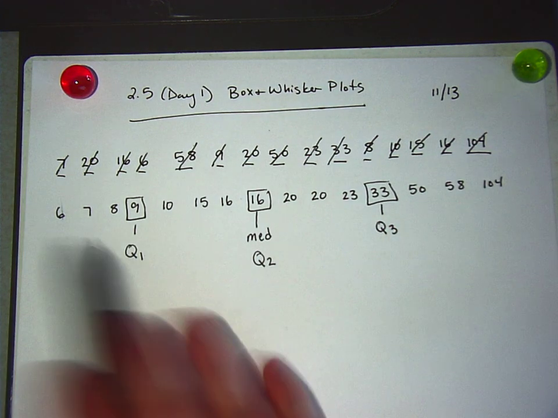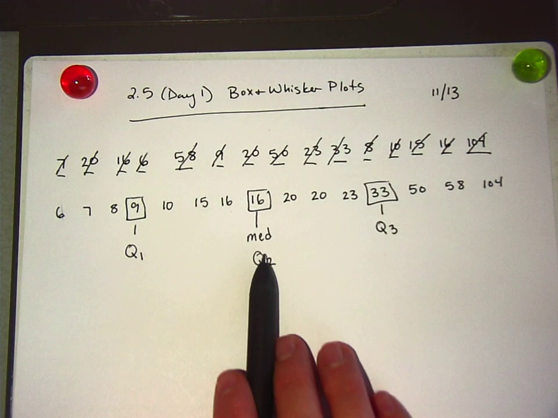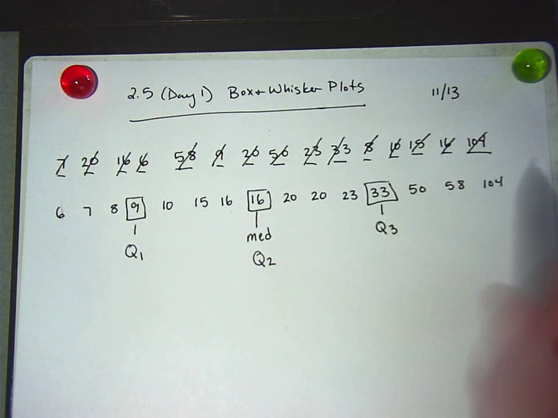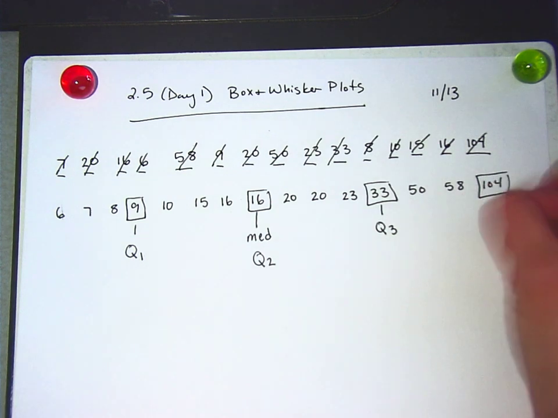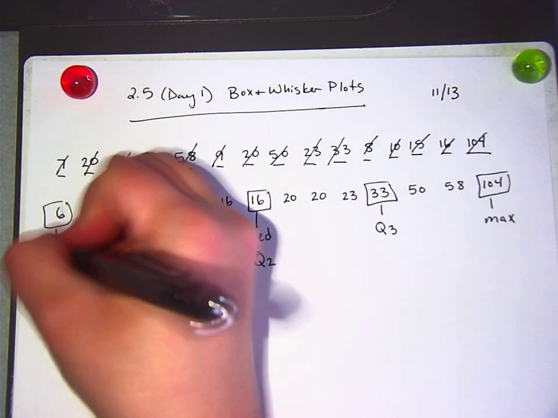So first quartile, so that's after the first quarter. This is after the second quarter. This is after the third quarter. This one up here, you would think is called Q4, but it's actually called the max. And this one down here is called the min.